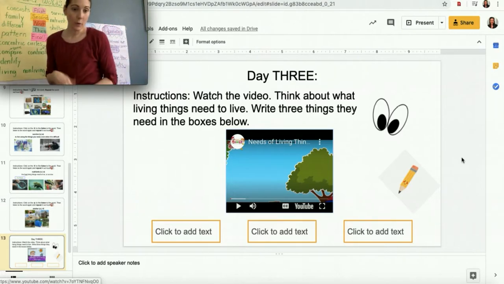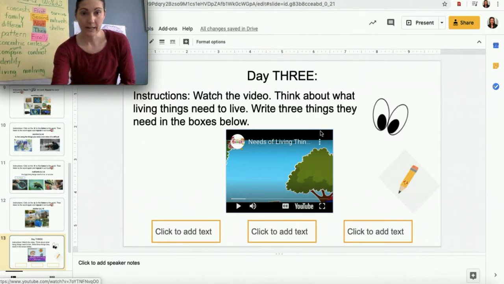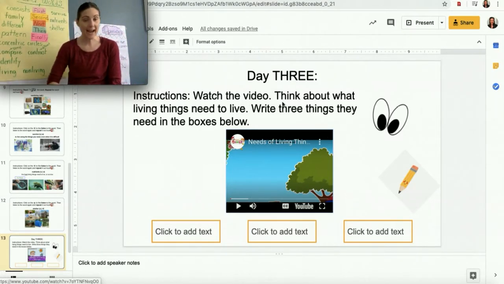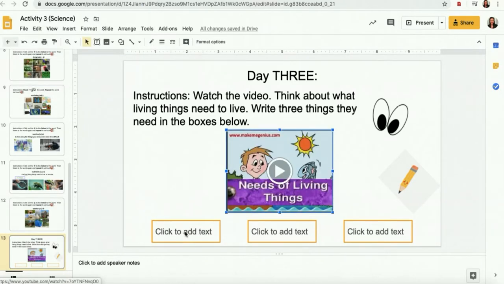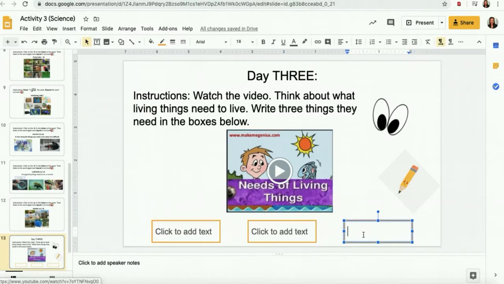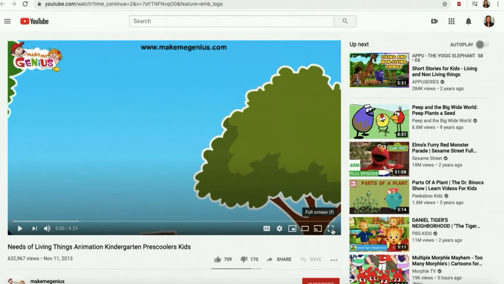So now that we've reviewed our vocabulary, let's look at what we need to do today for your task. So you are going to watch a video and think about what living things need to survive and then write them in the boxes below, or type them rather. You can click here to add your text, okay? So let's watch the video and see what living things need to survive.